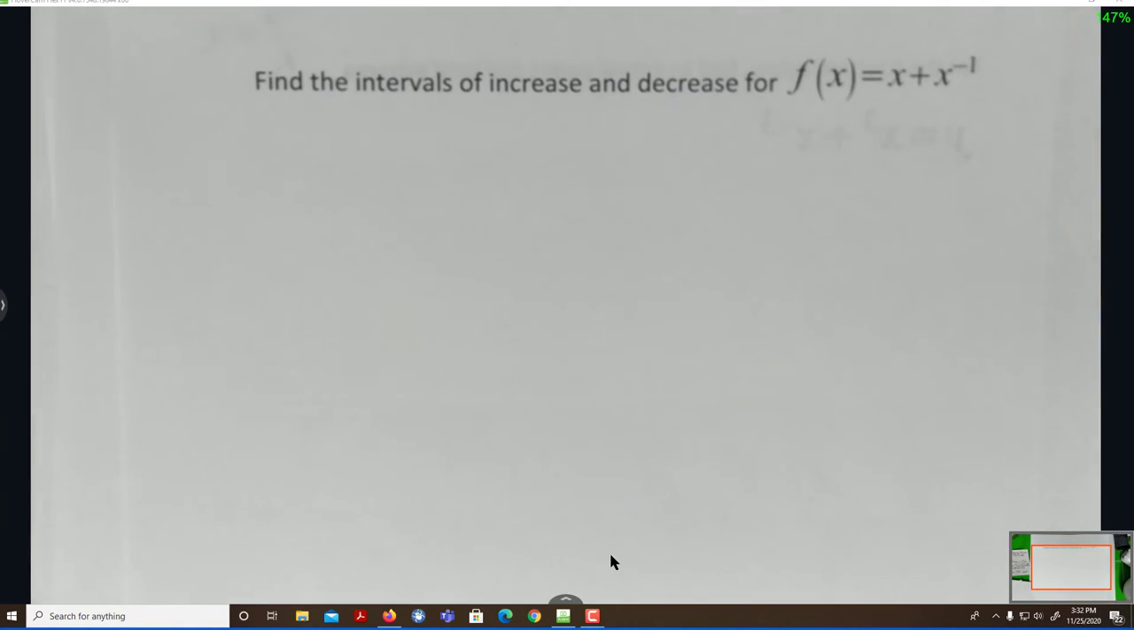All right, so here's another example that we're going to work on, finding the intervals of increase for this function. It is a rational function. I'm not going to rewrite it now. I'll rewrite it later.